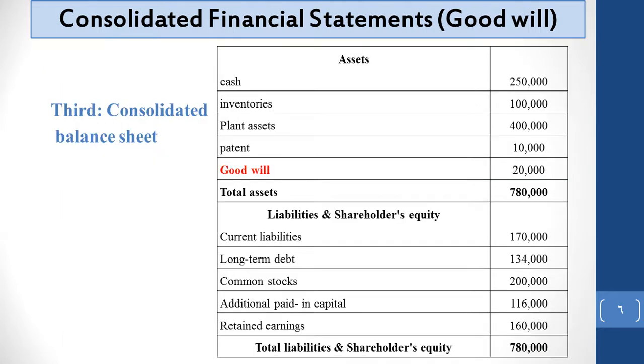Third is to prepare the consolidated balance sheet. By finishing the working paper, you are ready to just copy the last column, which is called consolidated, and copy the items of assets and liabilities, and you have the consolidated balance sheet done already.